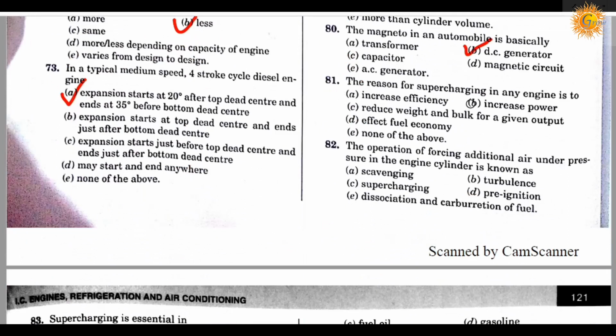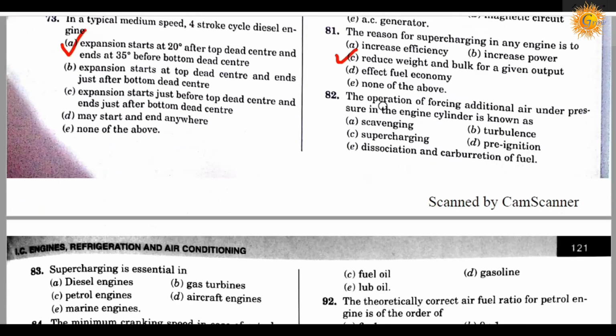Question 81. The reason for supercharging in any engine is to option A increase efficiency, option B increase power, option C reduce weight and bulk for a given output, option D effect fuel economy, option E none of the above. So the correct answer is C, reduce weight and bulk for a given output. Question number 82. The operation of forcing additional air under pressure in the engine cylinder is known as option A scavenging, option B turbulence, option C supercharging, option D pre-ignition, option E dissociation and carburization of fuel. So the correct answer is C, because it will be supercharging.